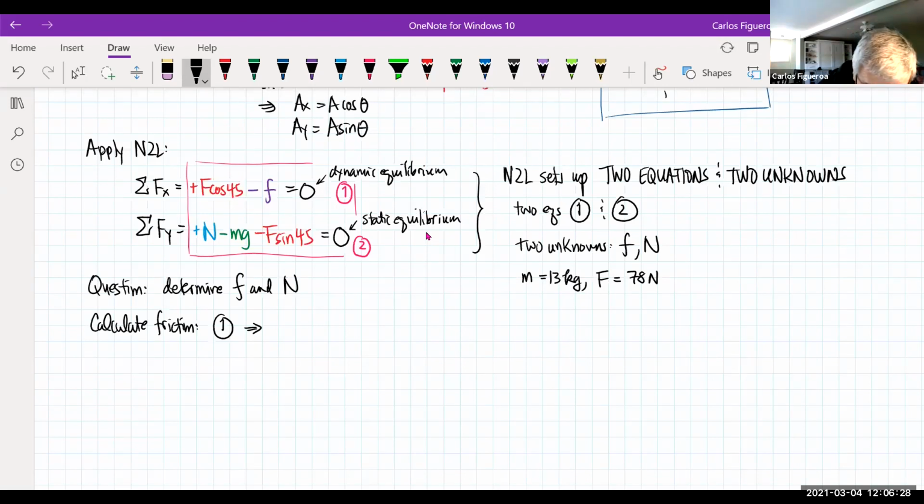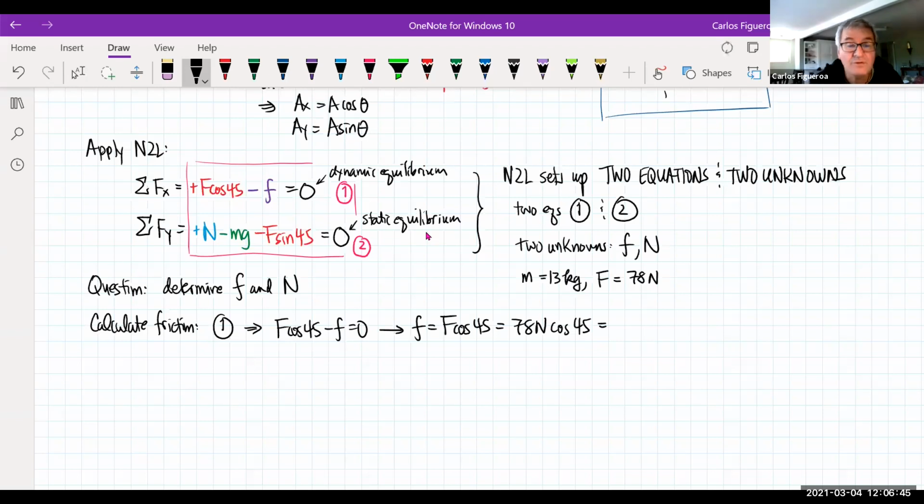It reads that I have F cosine of 45 minus friction equals 0, which tells us clearly that friction has to be F cosine of 45. If I plug in my numbers, I get 78 newtons times cosine of 45. So the frictional force in this case has to be 55 newtons. Now I know what the frictional force is.